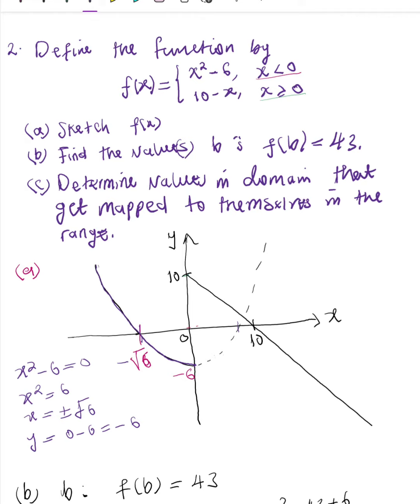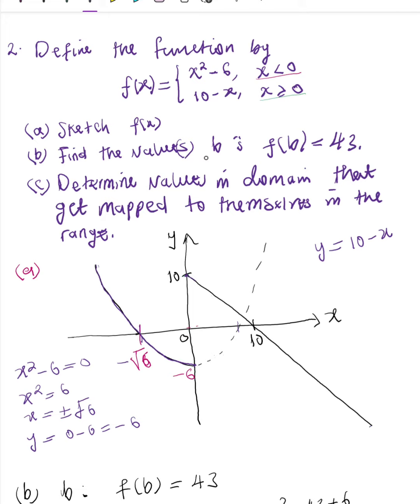Now the second graph is the graph of y is equal to 10 minus x. So when x is 0, y is equal to 10, and when y is 0, x is equal to 10. So we just connect these points from 0 to positive infinity.